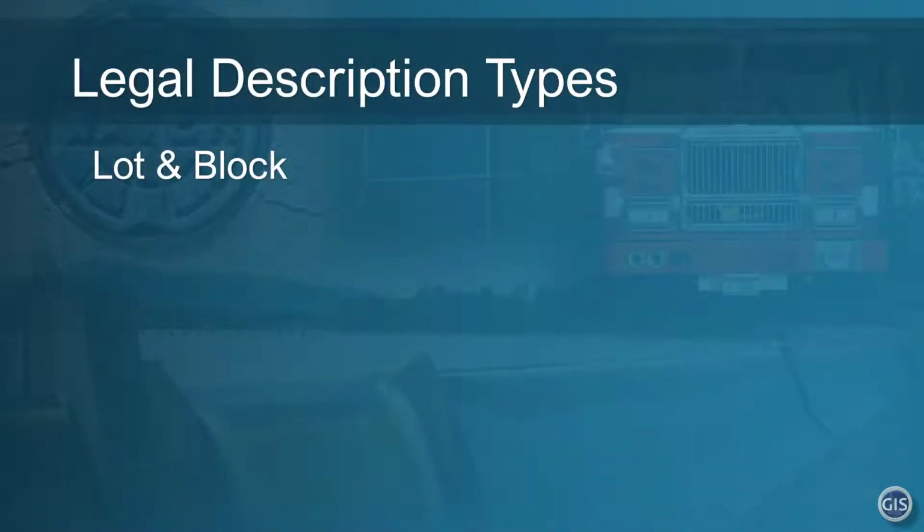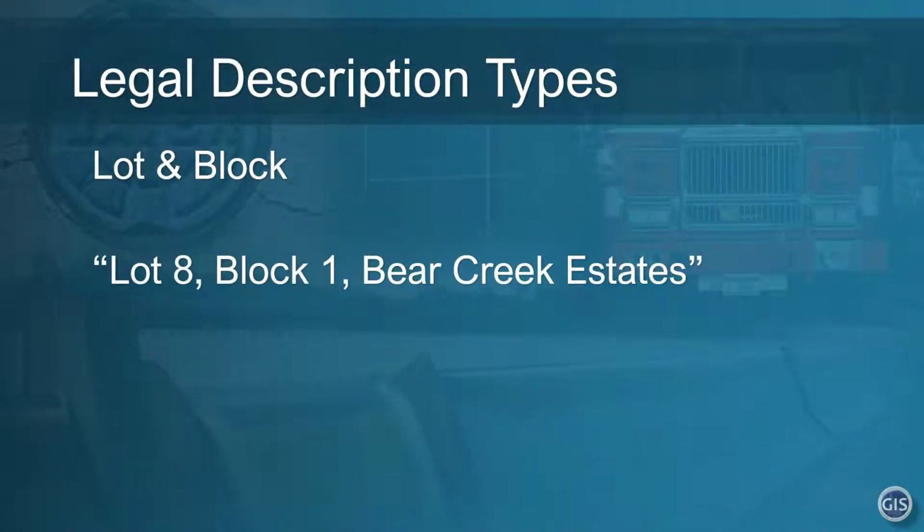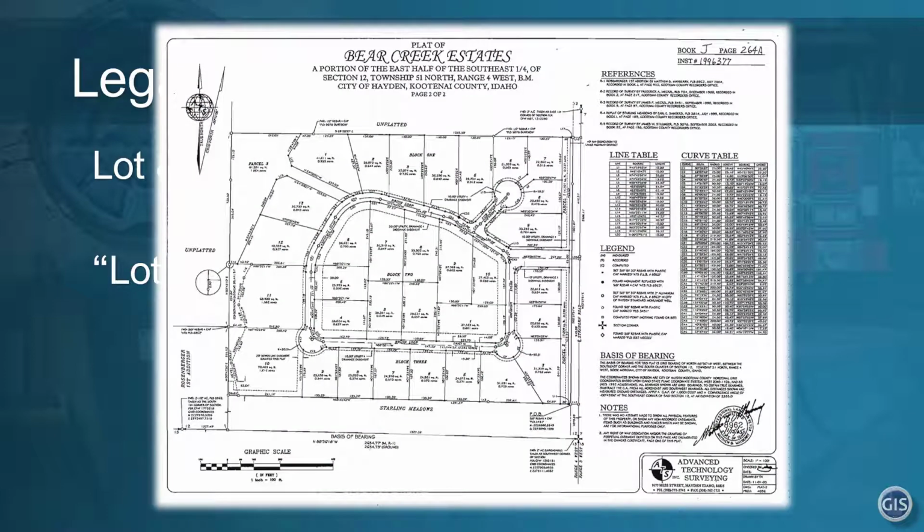Lot and block legal descriptions. This is an example of a lot and block legal description. Lot 8, Block 1, Bear Creek Estates. Now let's look at Bear Creek Estates subdivision plat to see what this describes.